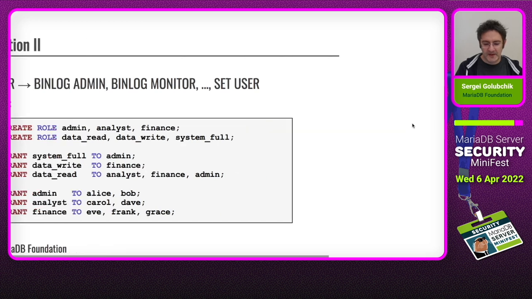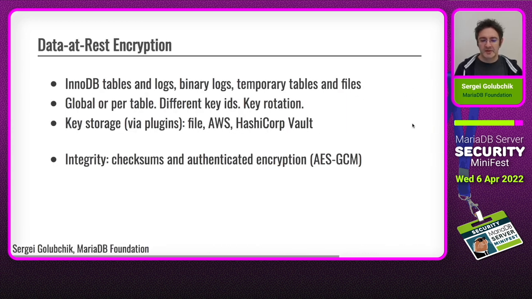So to prevent that, we can encrypt the data using data at rest encryption. This prevents access from anybody who didn't pass through all the previous levels which I've just described. So what does data at rest encryption encrypt? It encrypts InnoDB and Aria tables and logs. It encrypts binary logs, temporary tables, and temporary files. Basically, everything that gets written to disk is encrypted. That's why it's called data at rest encryption.